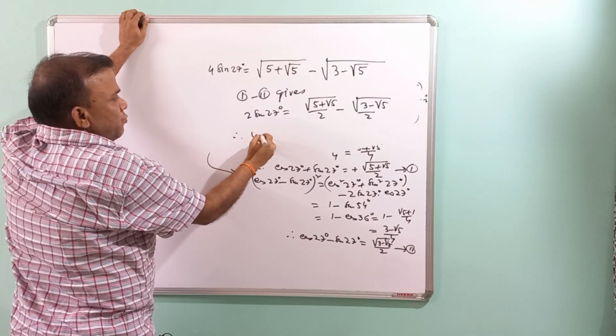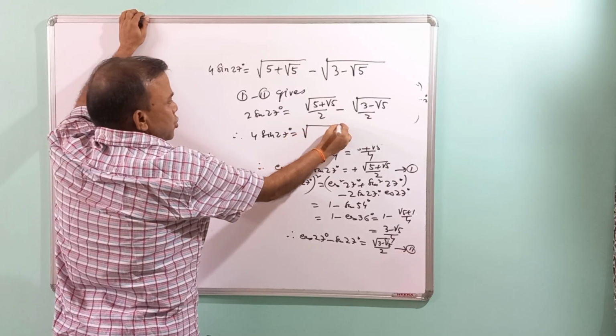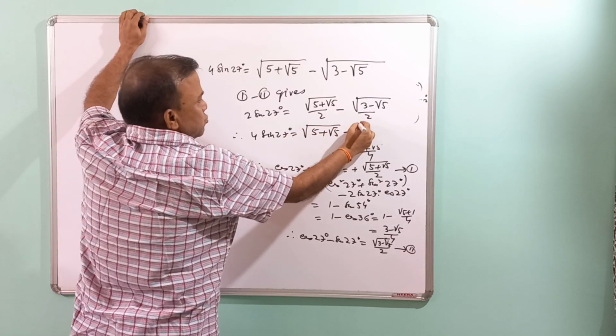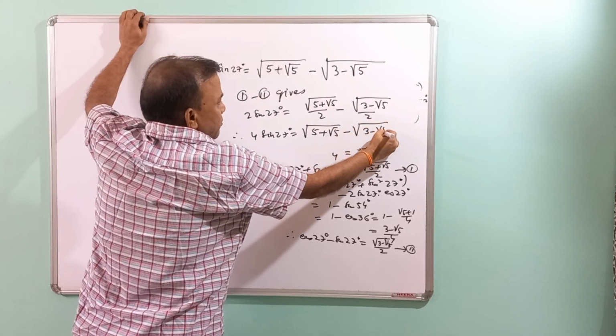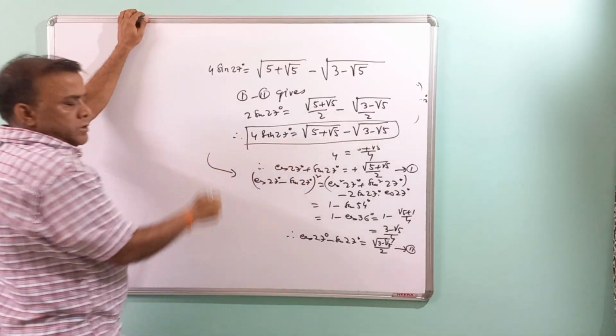Therefore 4 sine 27 degree equal to root over of 5 plus root 5 minus root over of 3 minus root 5. Okay, very easy to solve.